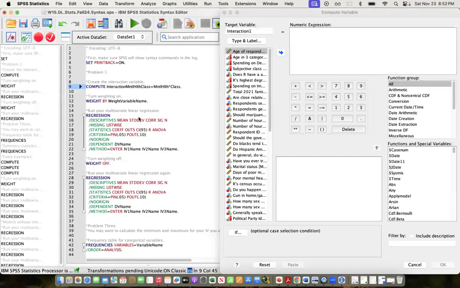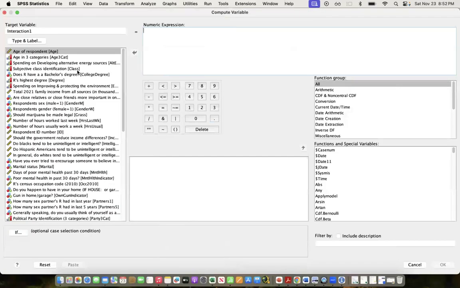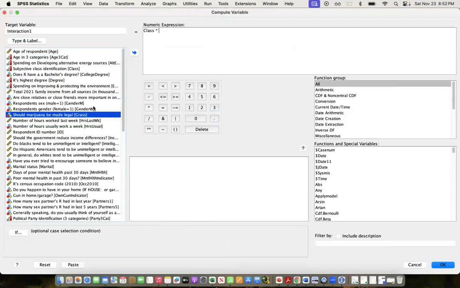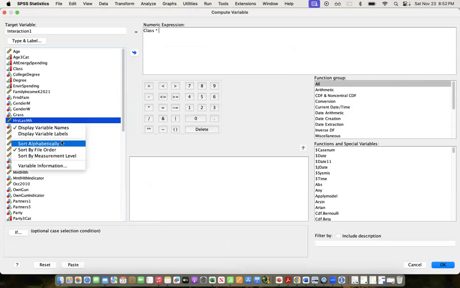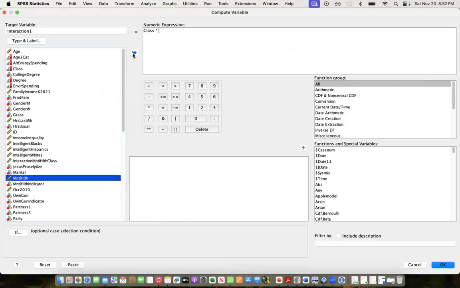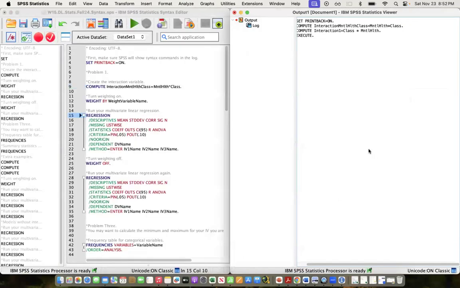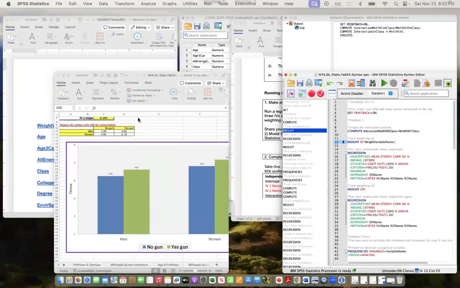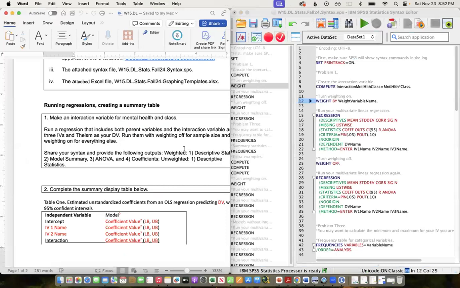Okay. So, and then here I'm going to put in my two variables. So it was class, and then I'm going to put this asterisk for multiply, and then the other one was poll views. No, sorry, it's mental health. Okay. So let's find mental health. Put it into there and click OK, and that'll generate it. So I just kind of double did this, right? So now I have two interaction variables. They're the same, just with different names, but I can use those either way. Okay. So we made our interaction variable.